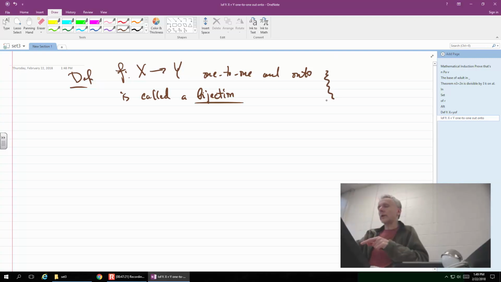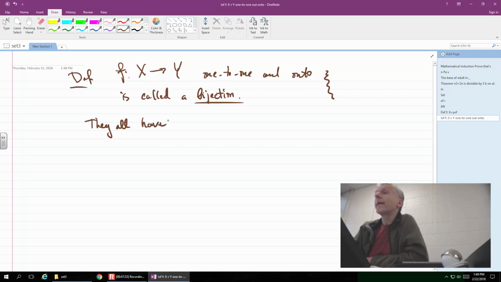So remember why we care about bijections. It came up because they all have inverses. So we're going to talk about that next time.